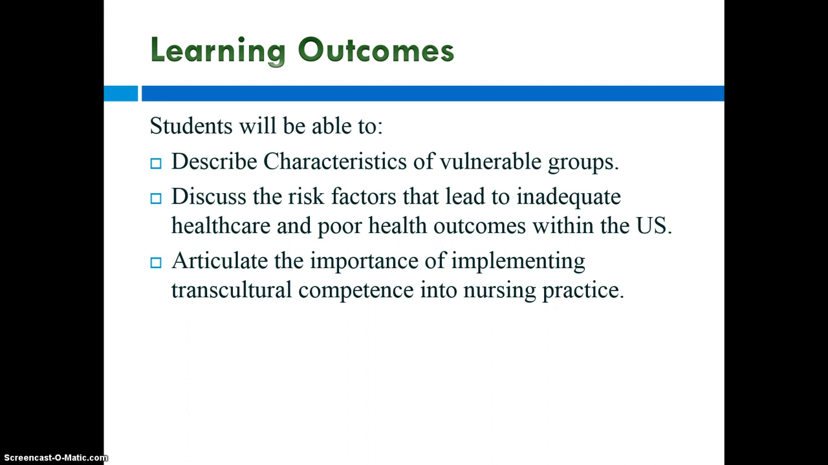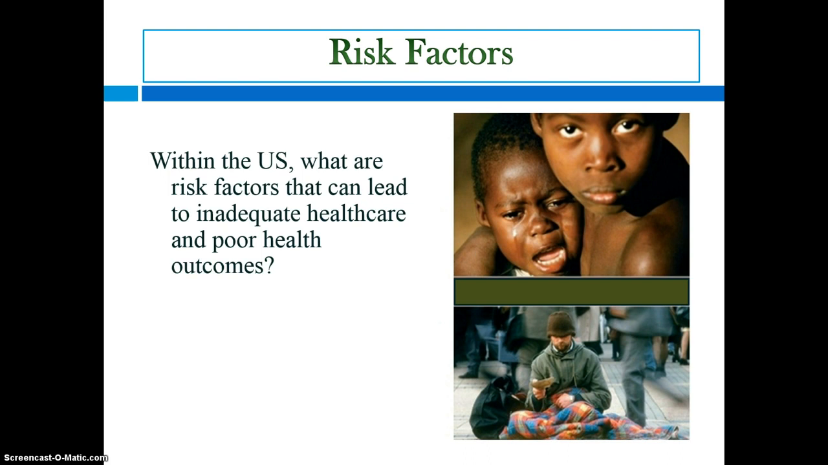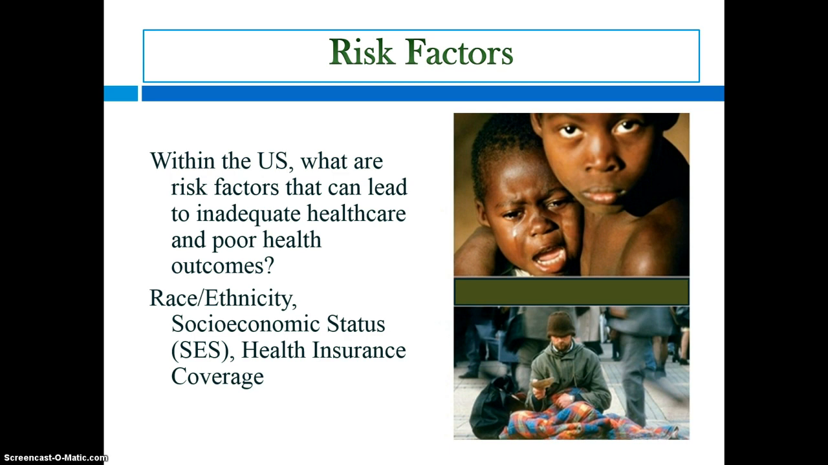Within the U.S., what are the risk factors that can lead to inadequate health care and poor health outcomes? Take a moment to think about that. What do you think are the key factors that influence a person's ability to get good health care? The three that we're going to talk about this week are race and ethnicity, socioeconomic status, and health insurance.